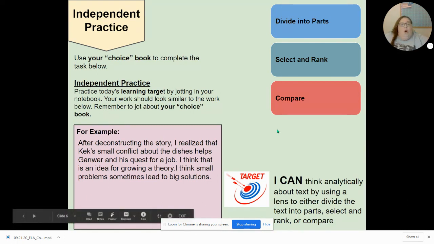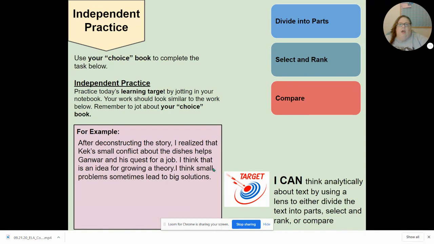Remember, your stop and jots will be about today's learning target in your book of choice. You'll use these strategies to come up with a stop and jot that looks similar to this.